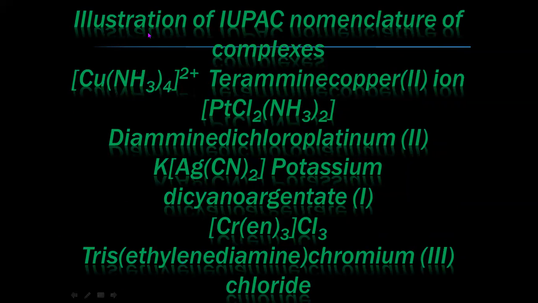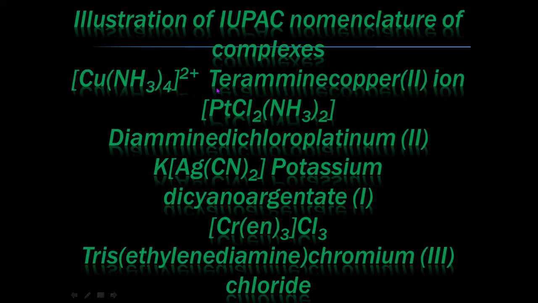A few more examples which can illustrate the nomenclature of the IUPAC system of naming. We have a cation with 4 ligands here. Cu is the central metal ion, and the ligand ammonia has 4 molecules. The central metal ion and ligands constitute the coordination sphere or complex ion. This complex ion has a positive charge, 2 positive charges. It is a cation, so we write the name as tetraamminecopper(II) ion. Instead of +2, we write a Roman numeral, and it is an ion.